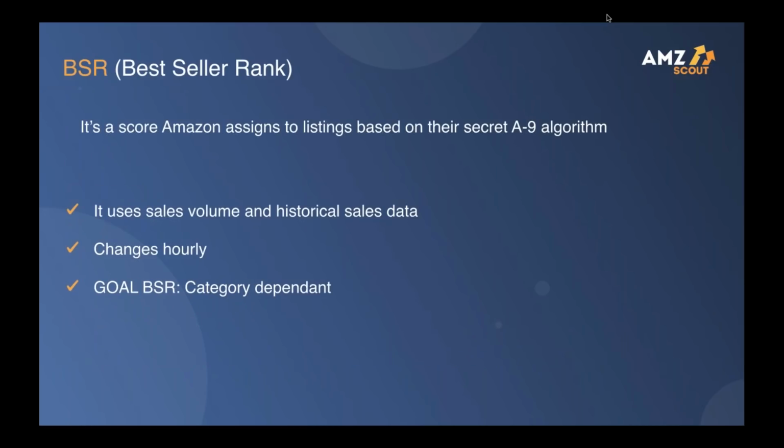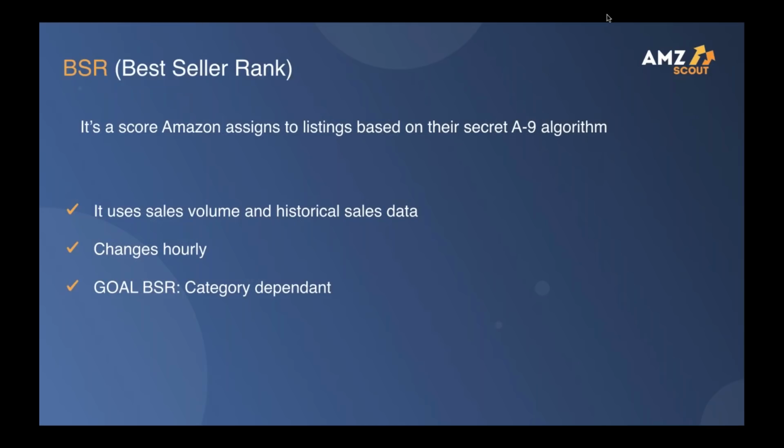So we're going to start with BSR. Now, BSR is the best seller rank. It's a score Amazon assigns to a listing based on their A9 algorithm. Now, it uses sales volume and historical data. It says it changes hourly. It changes way more than that, like thousands and thousands of times a day. But here's the kind of breakdown. To have a goal BSR is going to be completely category dependent, depending what category, what department you are looking to either source in or be in.